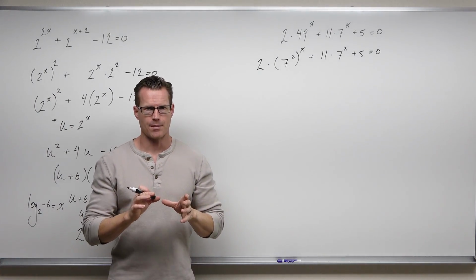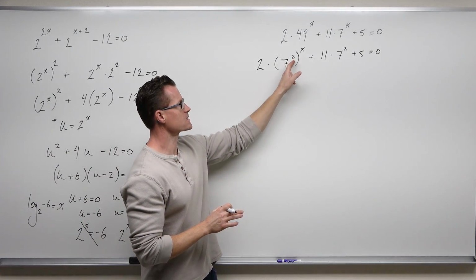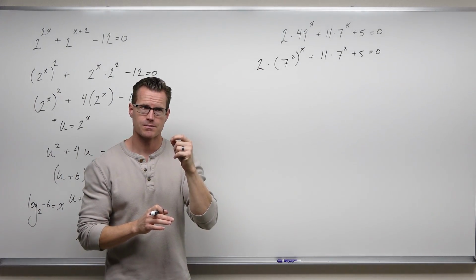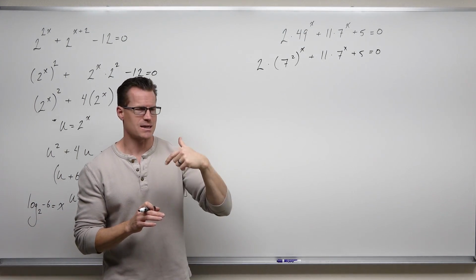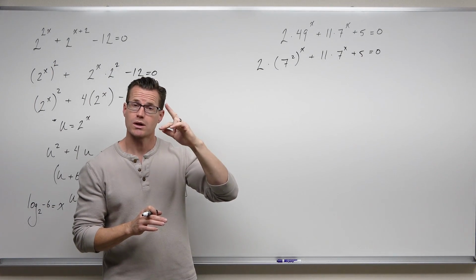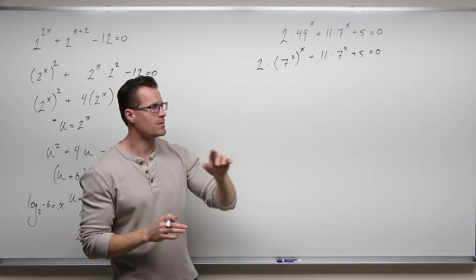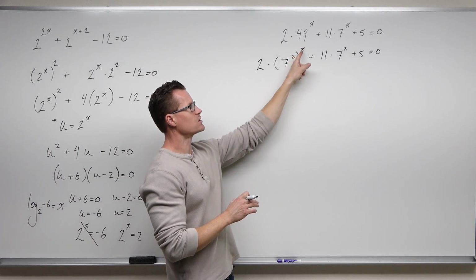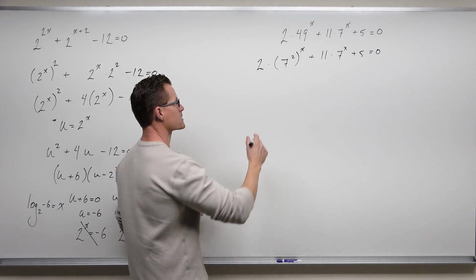But take a look at what happens. If I have 7 to the second power to the x power, I can multiply that 2 times x. But wait a minute, 2 times x means the same thing as x times 2. So could I just reverse those? Keep this in mind. If 2 times x is 2x, then if I put an x here and a 2 there, that would still be 2x.